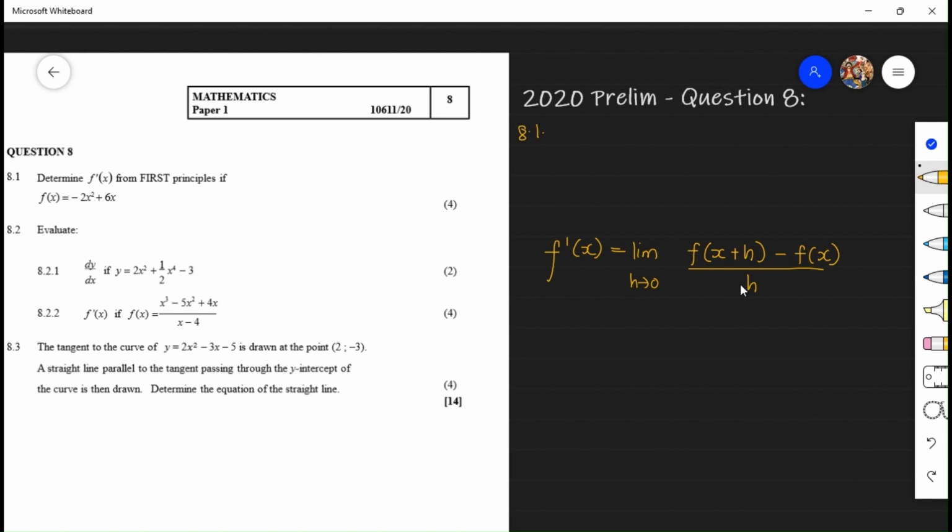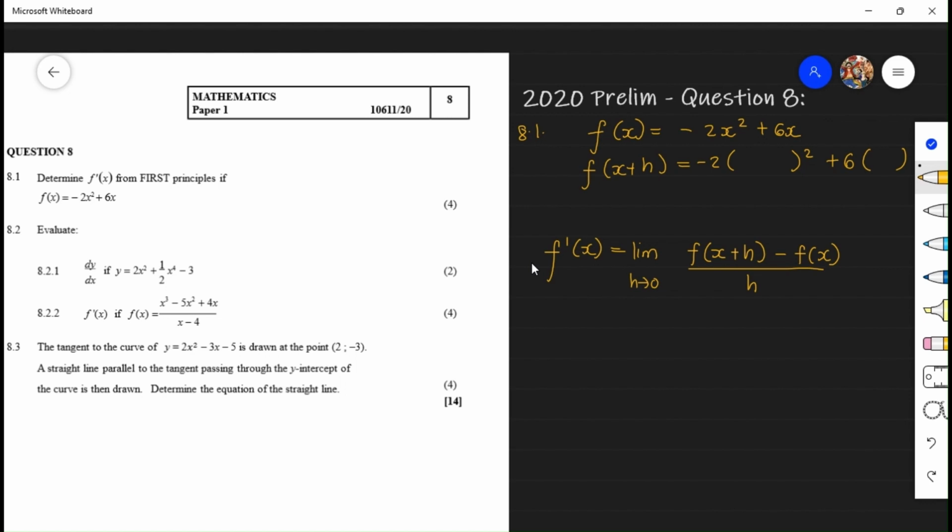So before we do that, I'm going to first find f of x plus h separately, and then I'm going to substitute it into my formula. So we've got f of x, which is equal to negative 2x squared plus 6x. From here, I now need to find f of x plus h. Now, wherever I have x, I'm going to replace that with bracket x plus h. So I'm going to write out my f of x, but put brackets wherever I have x.